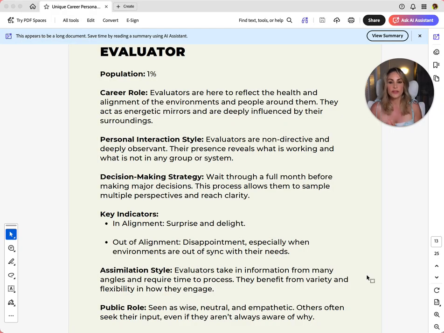And evaluators are very slow in their process of understanding things, so they need to wait a full month before making major decisions. It's kind of like this monthly cycle following the moon, just like the Jewish calendar. Okay, so those are the four types.